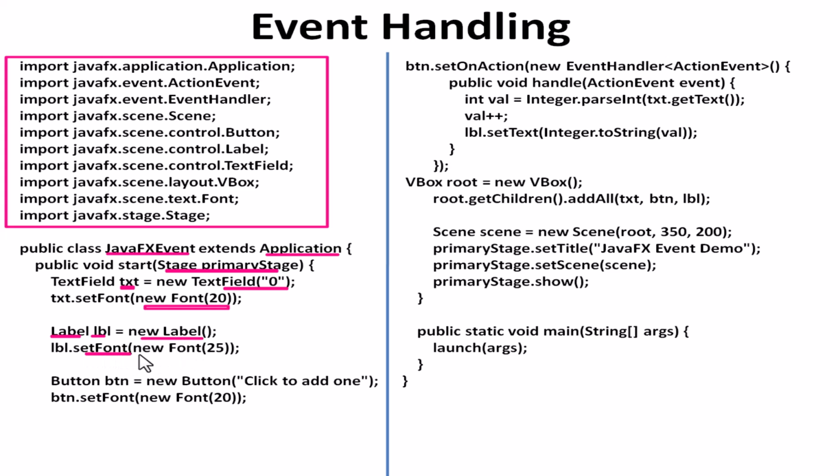Label dot set font, new font. It has a capacity of 25. So we have created one button. The name of the button is "Click to add one". So we are going to click the button, and it will add one element.